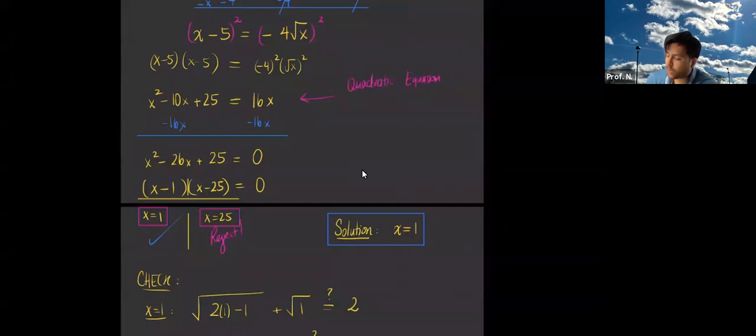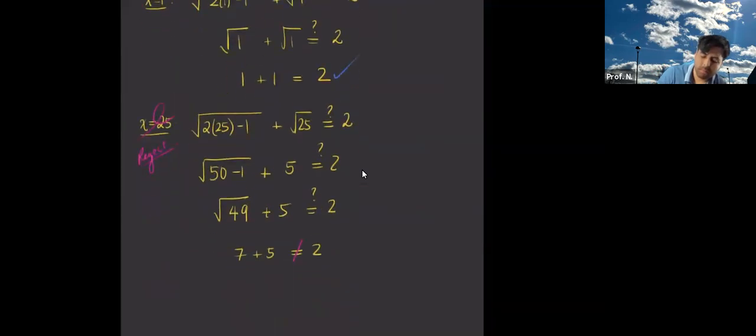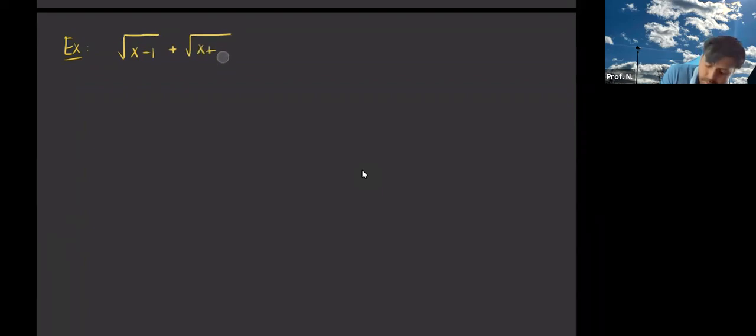Let's see. What else do we have? What about if we got something like this? Radical x minus 1 plus radical x plus 4 equals 5.